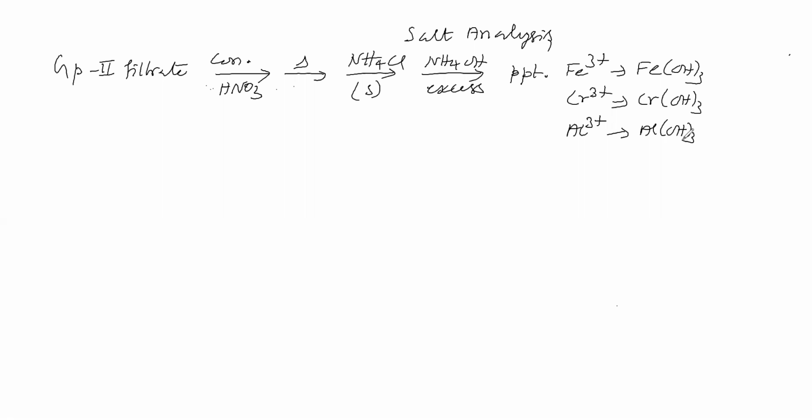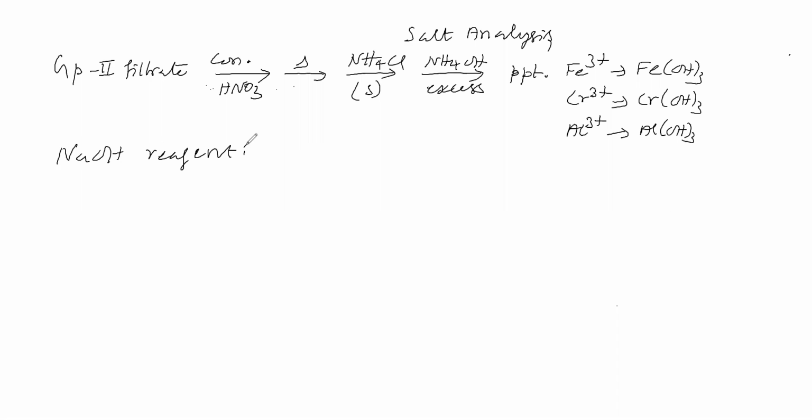Sir, now the question is: group 3 cations precipitate as hydroxides, therefore we are adding ammonium hydroxide. Why add ammonium hydroxide? Why can't we add other strong bases? Ammonium hydroxide is a weak base. Suppose if you add sodium hydroxide reagent instead of ammonium hydroxide, what happens?